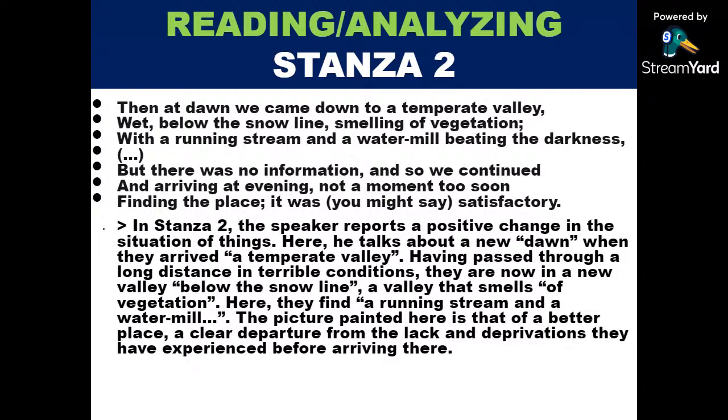So here in stanza 2, the speaker reports a positive change in the situation of things. Here he talks about a new dawn when they arrived in a temperate valley. Having passed through a long distance in terrible conditions, they are now in a new valley below the snow line, a valley that smells of vegetation. Here they find a running stream and a watermill. The picture painted here is that of a better place, a clear departure from the lack and the privations they have experienced so far before arriving there.